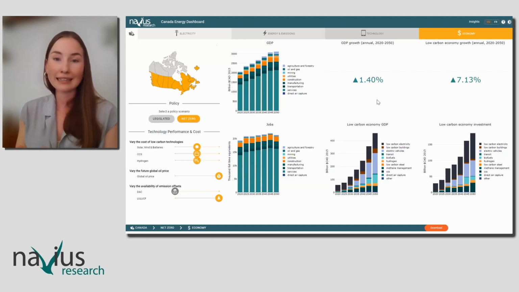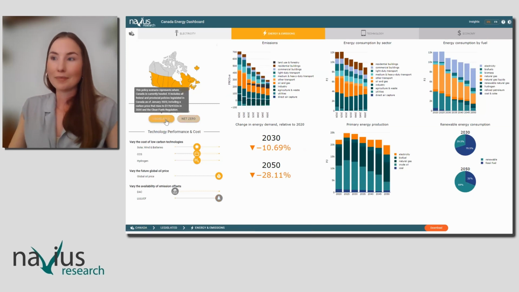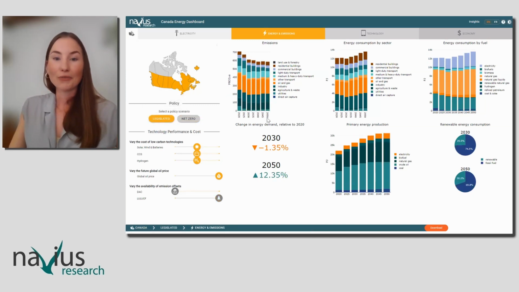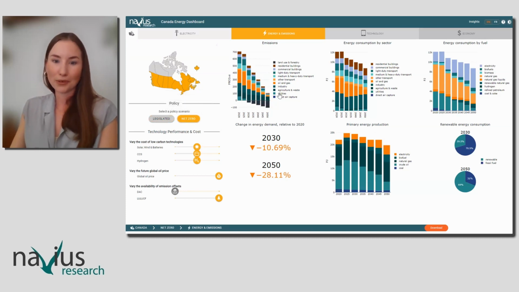And this is an important insight. Although Canada's economy grows at a lower rate than in the legislated scenario, our economy does continue to grow under net zero policy. And this is the case in all net zero scenarios that we simulated. And of course, as our economy is growing in this scenario, our emissions are decreasing significantly. And we can see that in the energy and emissions dashboard. So under legislated policy, Canada's emissions remain at about 600 megatons in 2050, while under net zero policy, they decline much more rapidly to net zero in 2050.